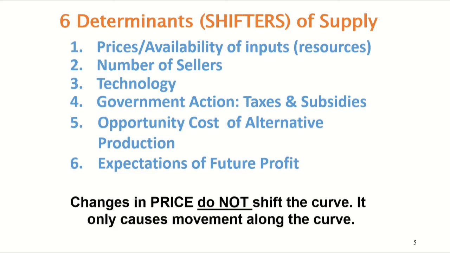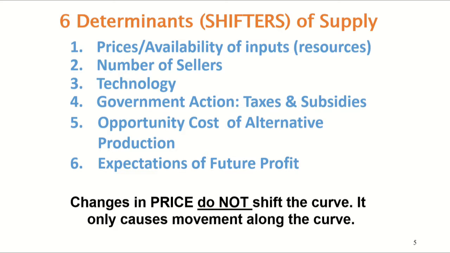Opportunity cost of alternative production basically means if you're producing Pop-Tarts and Eggos, you can produce both of them, and you realize that people are willing and able to pay a lot more for Eggos, you're going to produce Eggos and not Pop-Tarts. So your supply for Pop-Tarts would decrease, and vice versa. If people don't want to spend that much on Eggos, but they want to spend a lot on Pop-Tarts, then you should supply more Pop-Tarts and less Eggos.